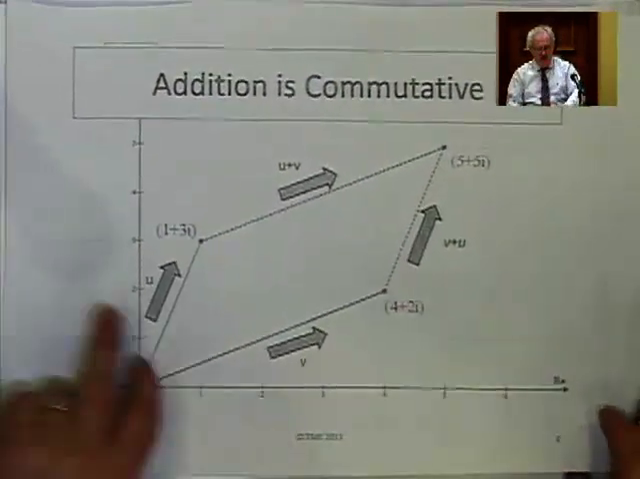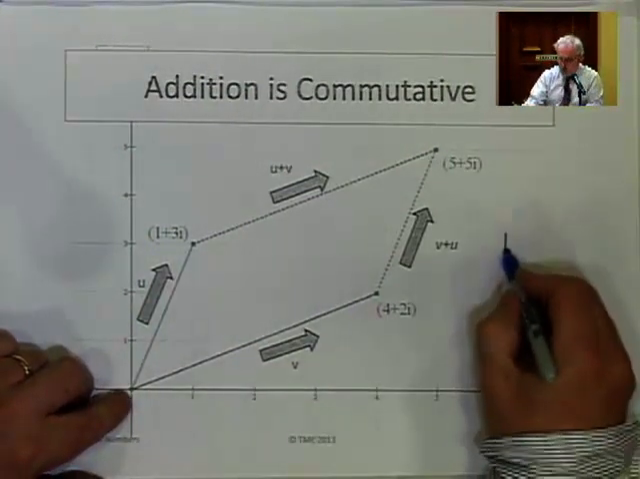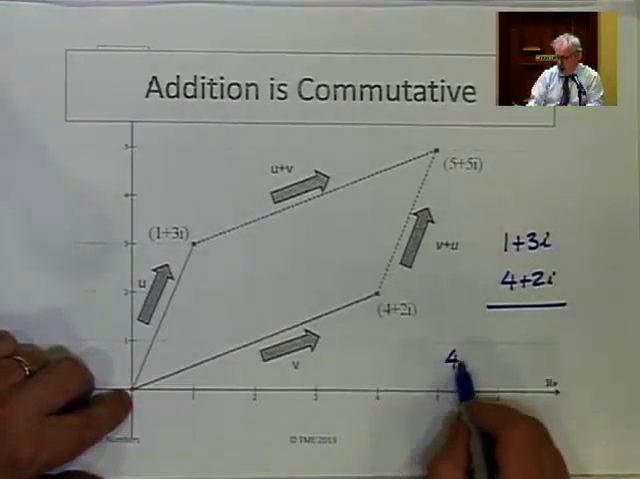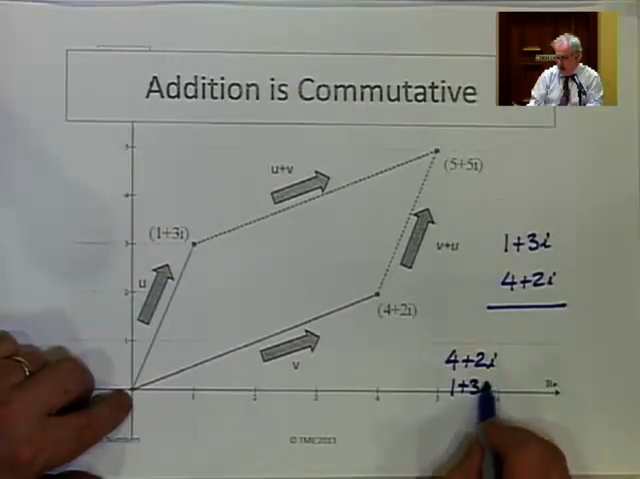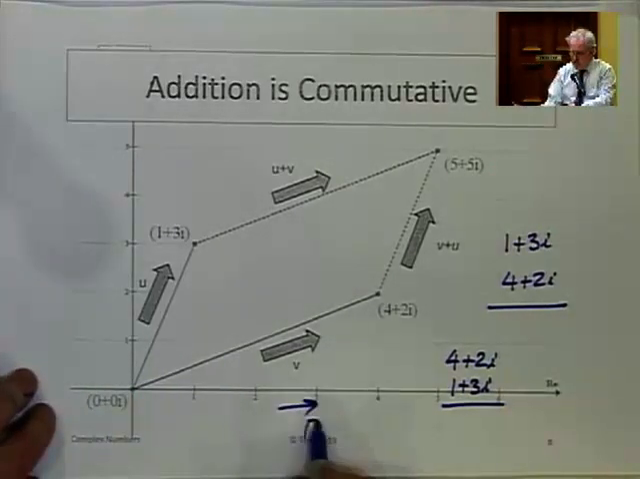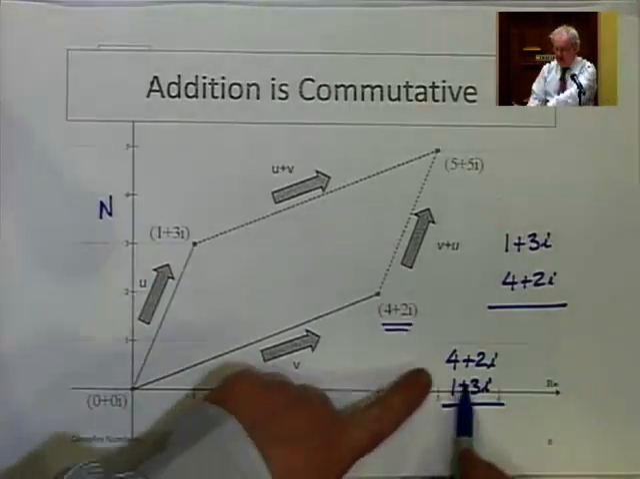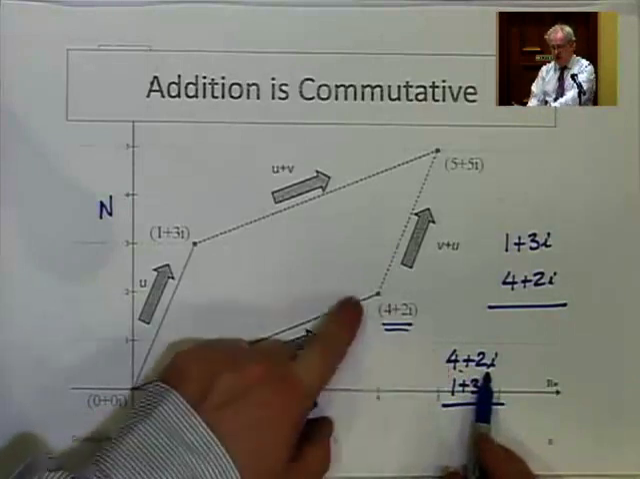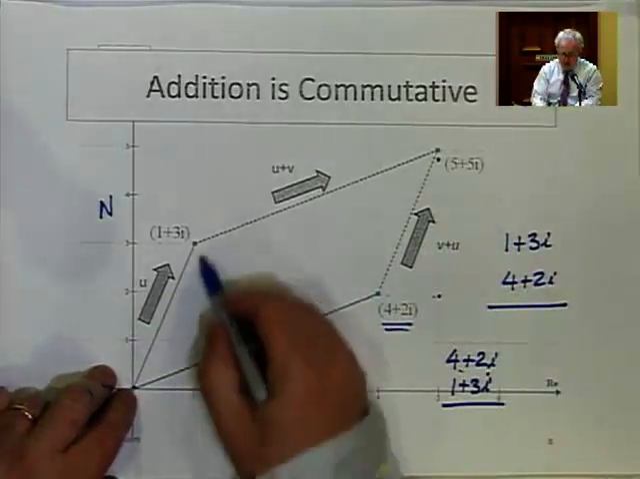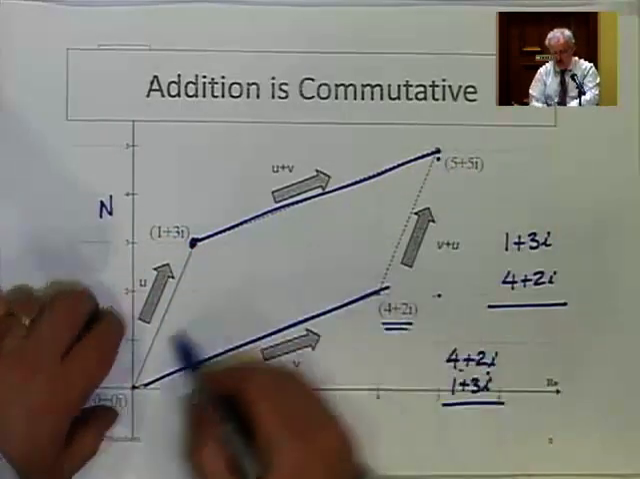Addition is commutative. It's a very formal term. But basically what they're saying is that if you add 1 plus 3i to 4 plus 2i, it's the same as adding 4 plus 2i and 1 plus 3i. The order doesn't matter. Imagine if this was east and this was north, and somebody said, go out 4 steps east and then 2 north, and then go 1 step east and 3 north. It's the same as going 1 step east and 3 north at the beginning, and then 4 east and 2 north at the end. So it doesn't really matter which way you go.